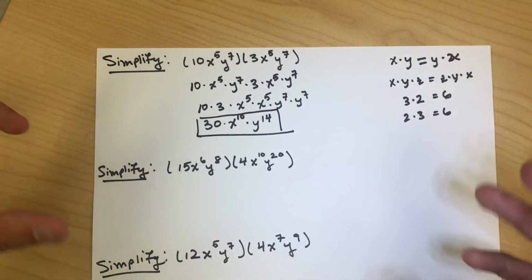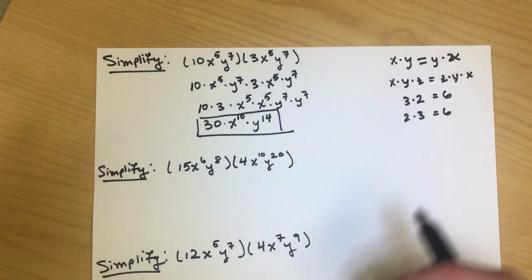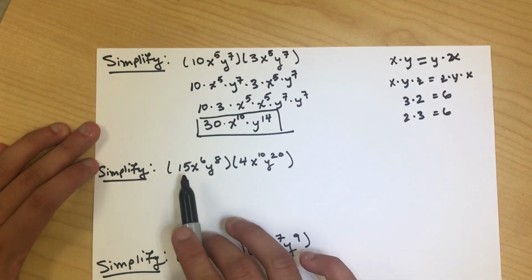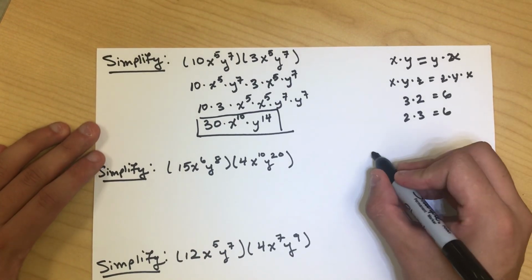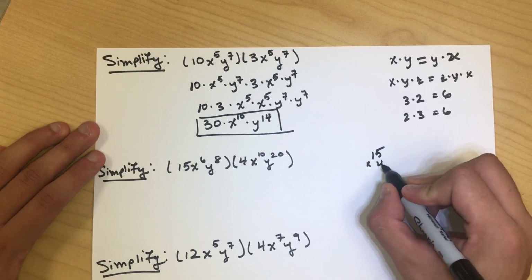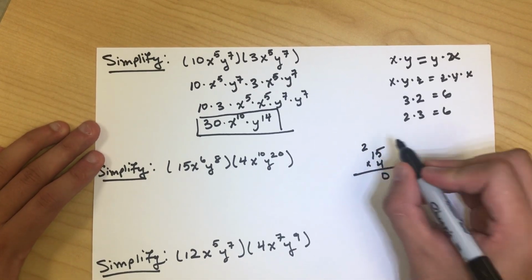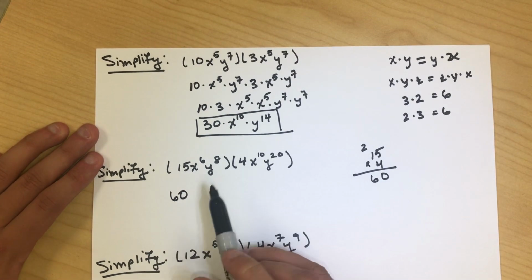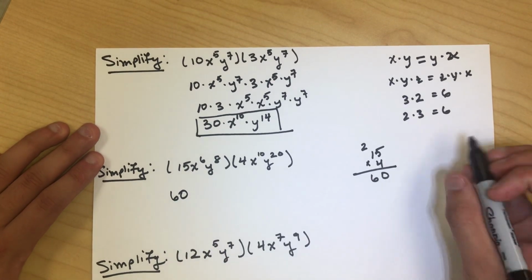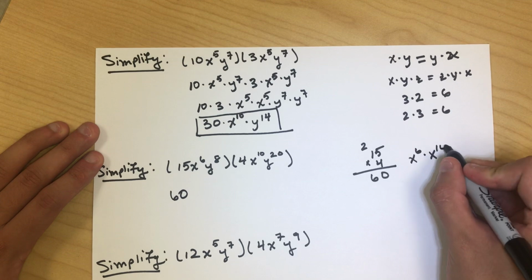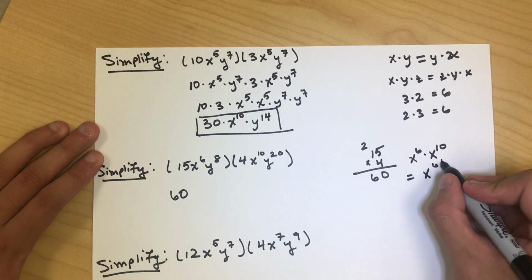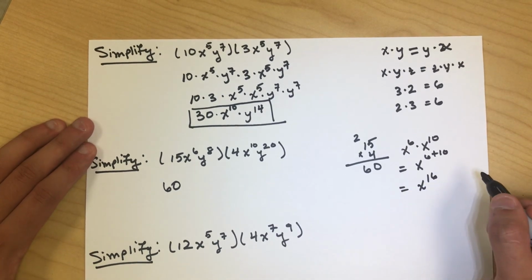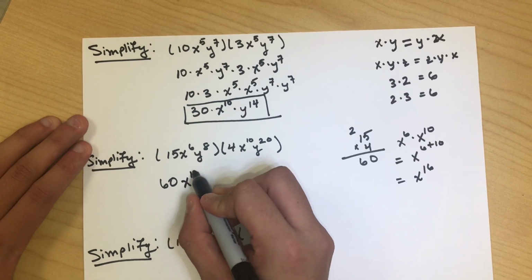Normally, simplify just means to reduce the amount of terms or reduce the numbers. Let's look at the next one. 15 times 4. Let's go to the side and do that. 5 times 4 is 20. Carry the 2. 4 times 1 is 4, plus 2 is 6. So we get 60. x to the 6 times x to the 10 is just going to be x to the 6 plus 10, so we get x to the 16.